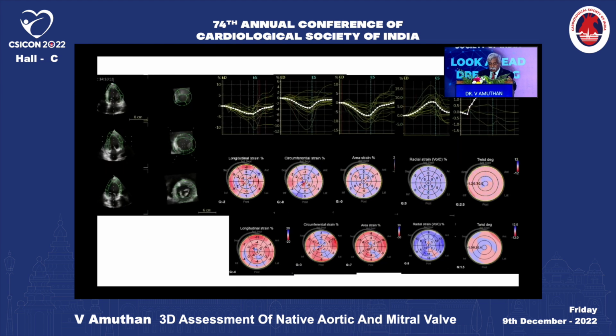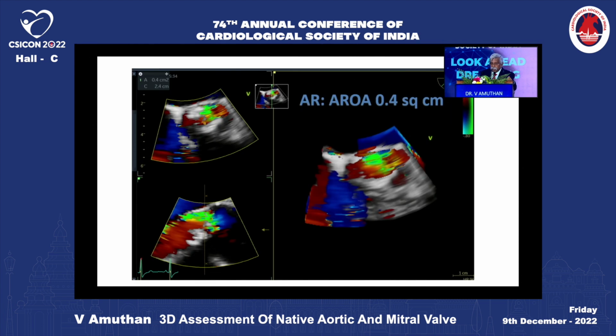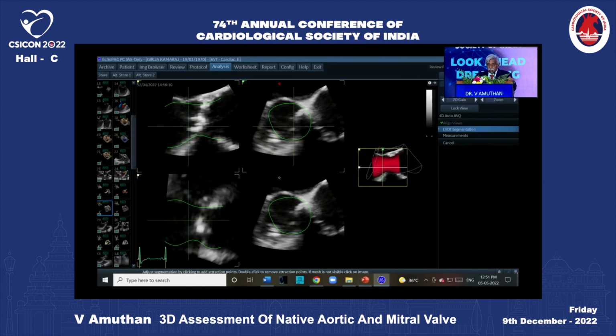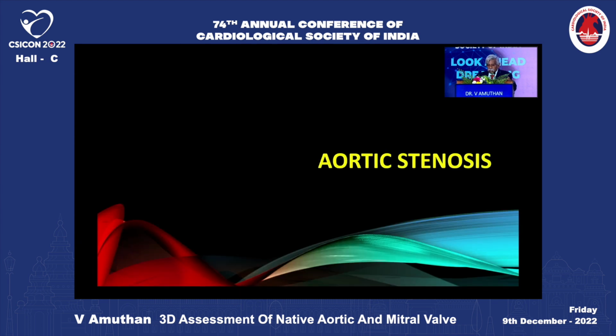And you have the 3D derived longitudinal strain, circumferential strain, area strain, radial strain, and the twist degrees which can be calculated, which are all reduced in this case. This is aortic regurgitation, and the anatomic regurgitant orifice can be calculated here, and it was 0.4. And this is the aortic annular measurement by these techniques, aortic valve quantification.